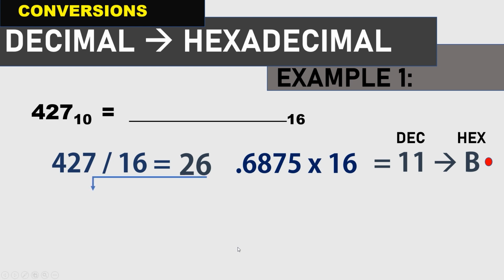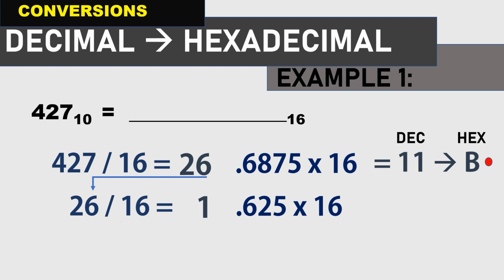The next step is to obtain the whole number, which is 26, then divide it by 16 again. We will get a quotient of 1.625. Again, the 0.625 will be multiplied by 16. We will get a product of 10. Again, 10 is in decimal. Obtain the equivalent of that in hex. We will have A. Then I mark it as green.